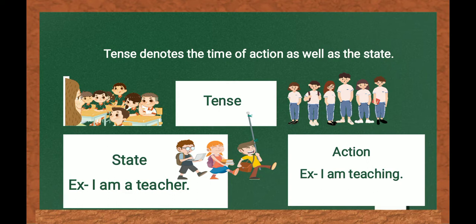That means the tense denotes both action as well as the state. And it also denotes the time of action as well as the state. How time? See, these two sentences are given here. I am a teacher. Here the verb is am. Am means present time. That means this is denoting the present time. Again, in the second sentence, I am teaching, am teaching is also written in present time. Got it?